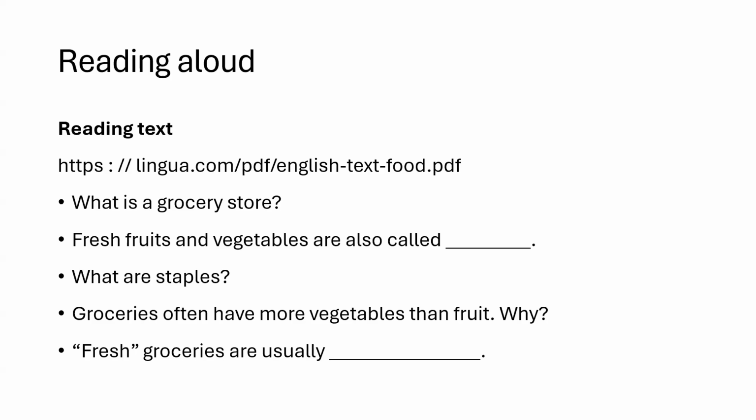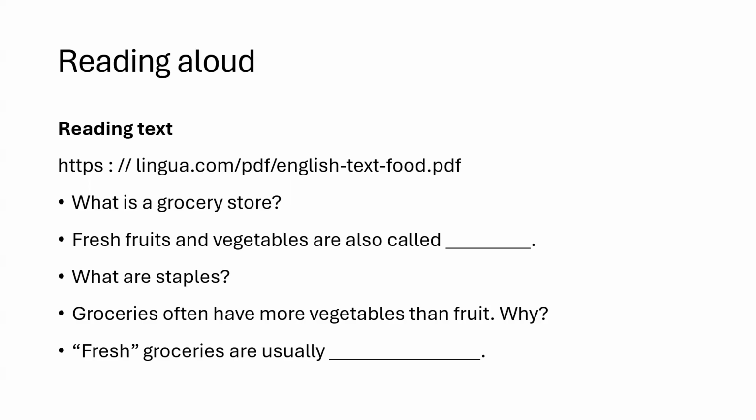Produce usually refers to fresh fruits and vegetables. So if you go to a market or grocery store, you might see a section called produce. And produce means there's fruit and vegetables here. What are staples? Staples are the things that you buy for everyday eating.